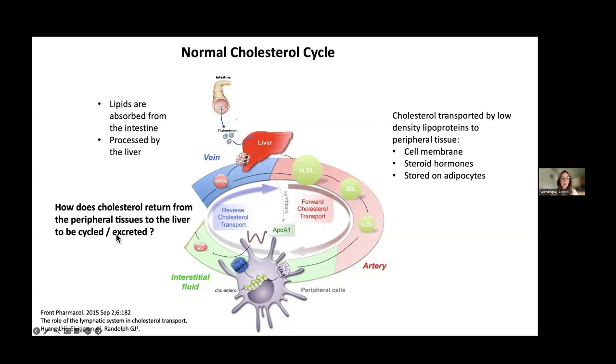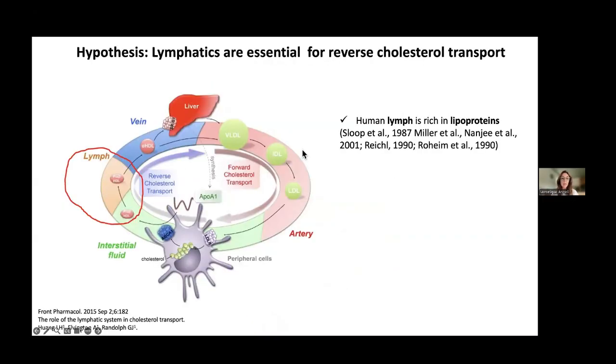However, when we started this work back in 2010, I think, it was unknown how cholesterol returned from the peripheral tissue back to the circulation and then towards the liver. There were interesting reports suggesting that human lymph is very rich in lipoproteins. So we hypothesized that maybe the missing link in this reverse cholesterol transport might be the lymphatics.